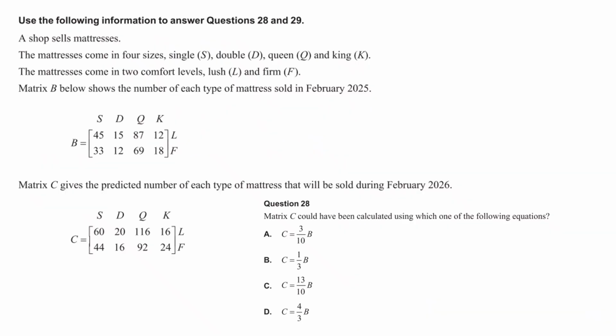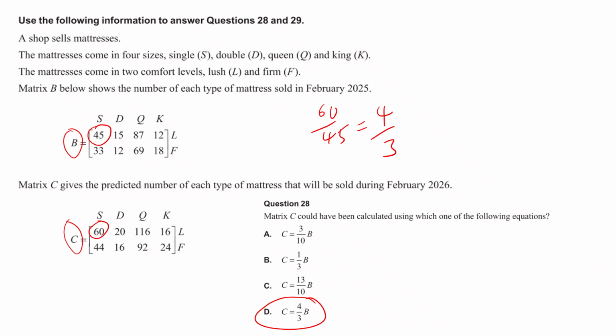Okay, so we've got matrix B and C, and how do you get C from B? Well, you can just check all of these things. For example, 45 has become 60. So 60 divided by 45 is 4 over 3. And that would be true of any pair of elements you chose here. So the answer is D. It was as simple as that. It's just a simple scalar multiplication.